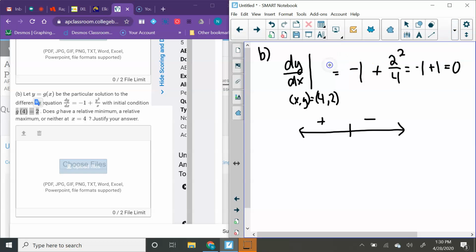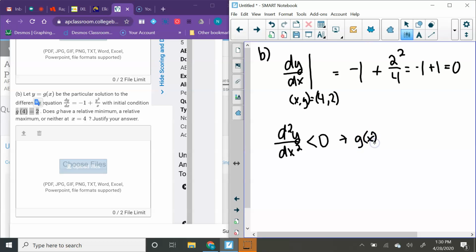So the second derivative test, first of all, tells us we have to be dealing at a critical point, which we are here because our derivative equals 0. If the second derivative is less than 0, that tells us that g of x is concave down.